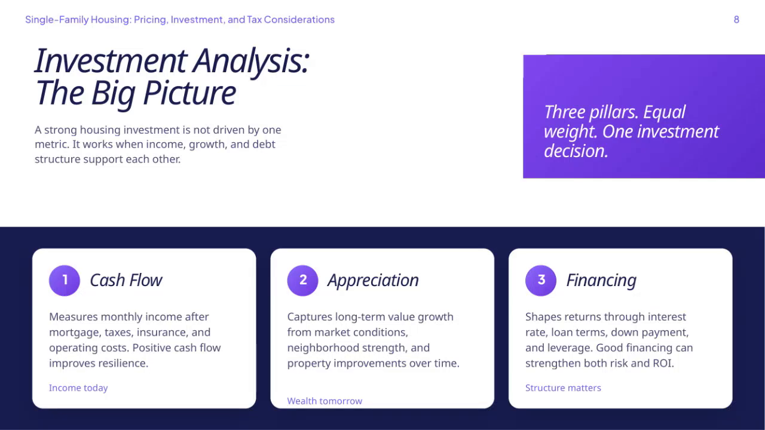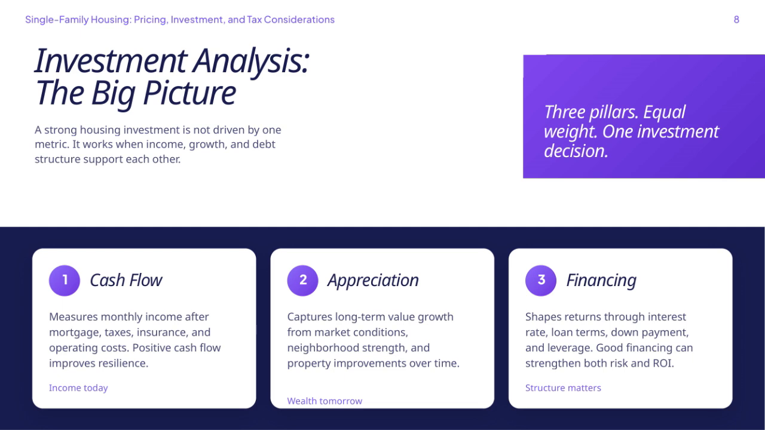When evaluating a strong housing investment, it's important to consider three key pillars that work together. First is cash flow, which measures the monthly income remaining after you cover mortgage payments, taxes, insurance, and operating costs. Positive cash flow is crucial because it enhances your financial stability and resilience. Next, we have appreciation, which refers to the long-term increase in property value. This growth is influenced by market conditions, the strength of the neighborhood, and any improvements made to property over time. Appreciation represents the wealth you build for the future.